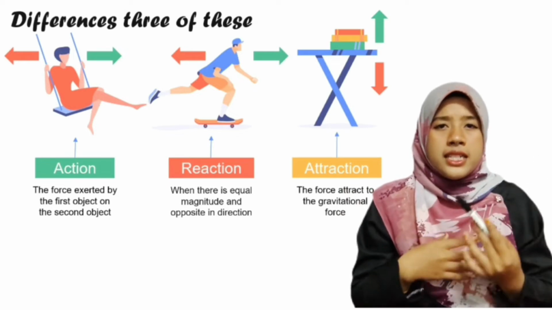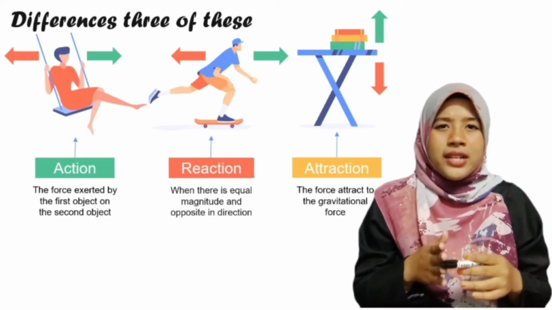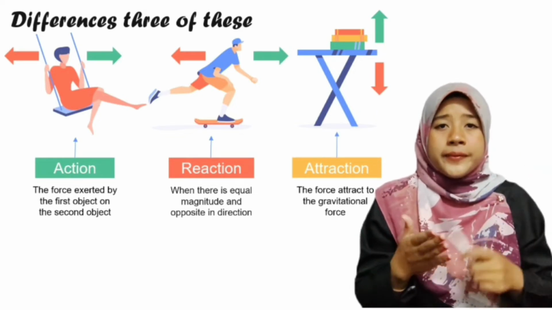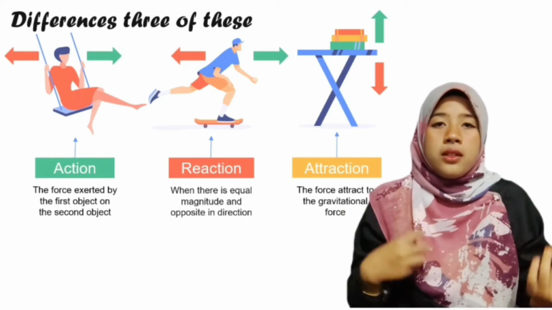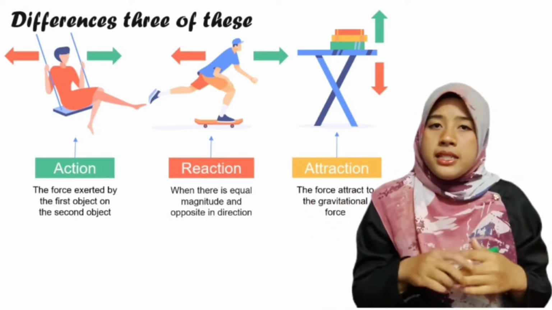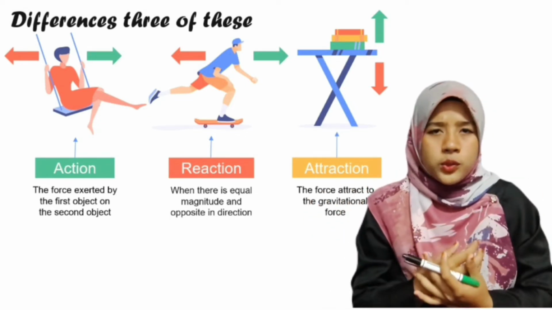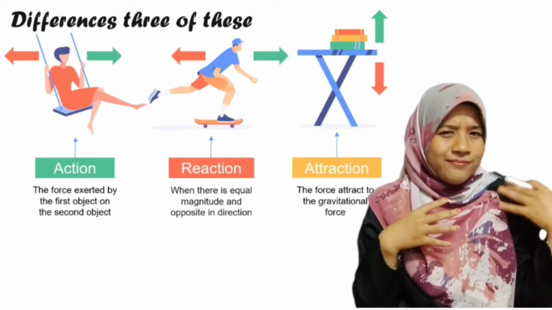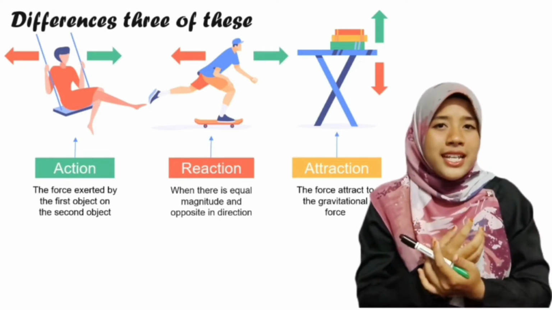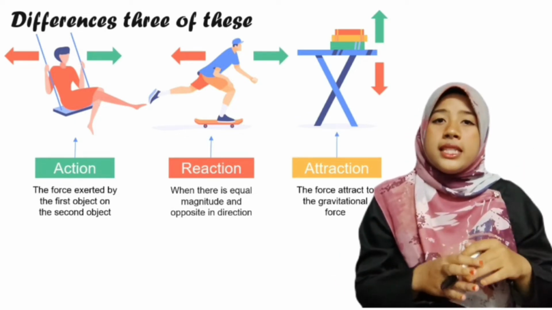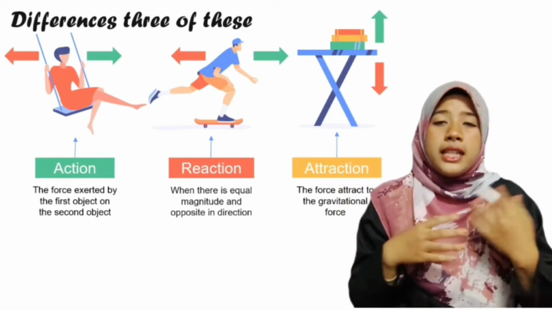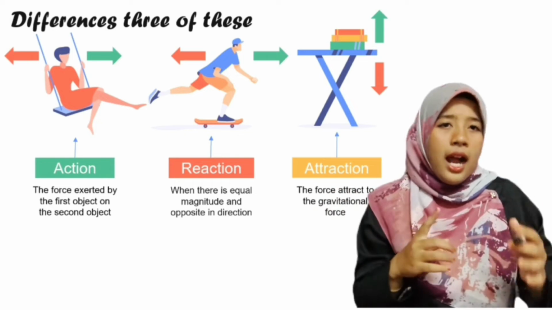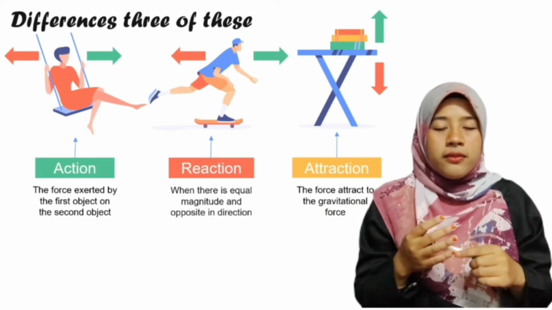Last but not least, we have attraction. Alright, attraction is somewhat different from action and reaction, but at the same time this is also Newton's law. This attraction means a force that is attracted by the gravitational force, so we need to have some gravity force here. For example, as you can see in the picture, the books are on the table, and that means we have two forces, which are the normal force upward and also the gravitational force downward.